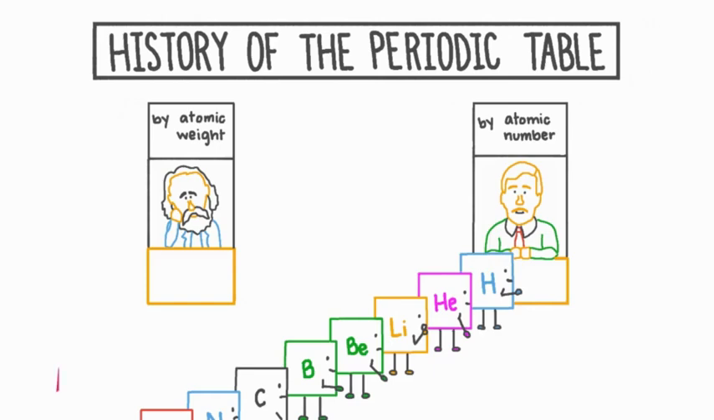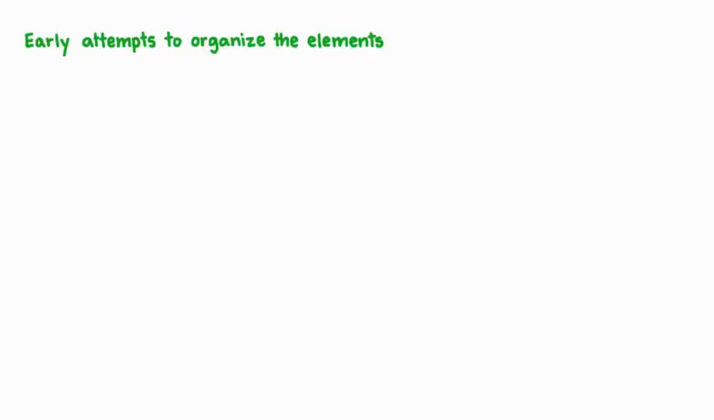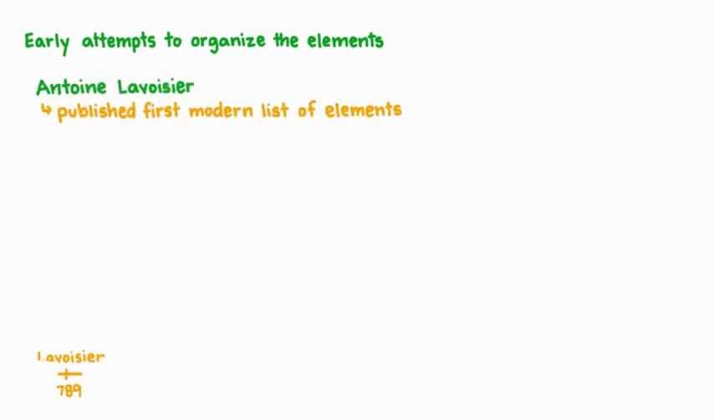In this video, we will learn how to describe the history and development of the periodic table, name the key people involved, and outline their contribution. Many scientists have attempted to organize the known elements to make sense of their properties and relationships. In 1789, French scientist Antoine-Laurent de Lavoisier published the first modern list of elements.